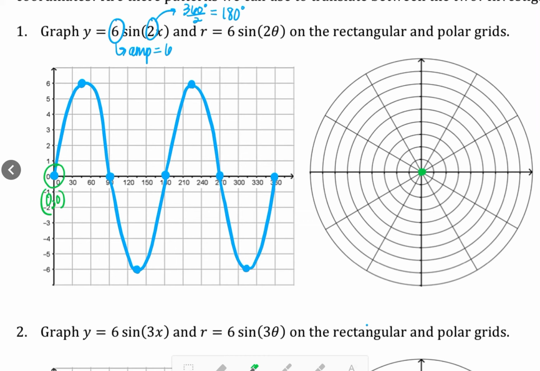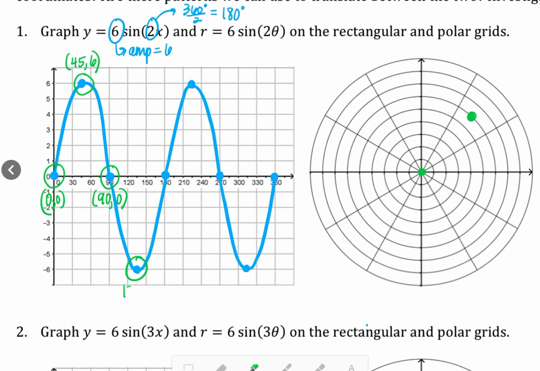Okay, let's go to that next point right there. This is an angle of 45, a radius of 6. So we're going to go to that angle of 45, which is right there, halfway between 0 and 90, and go out 1, 2, 3, 4, 5, 6. Okay, let's keep going around. Back to our midline at 90 degrees, our radius is 0. So here's 90 degrees. Essentially, we're just hitting that 0 point again.